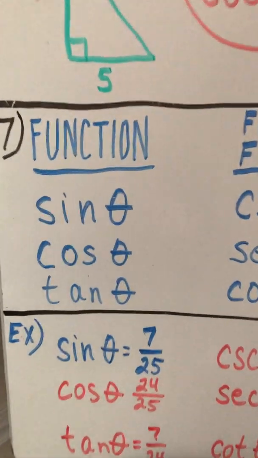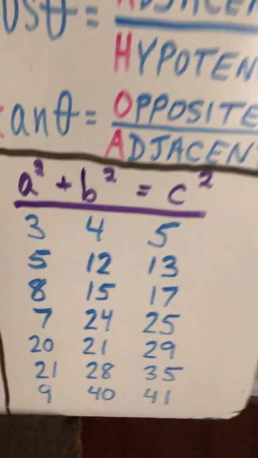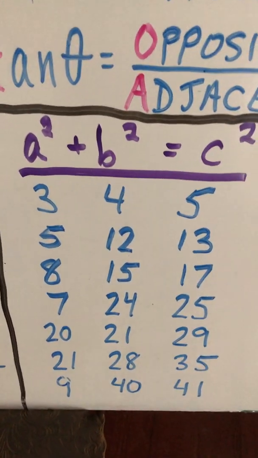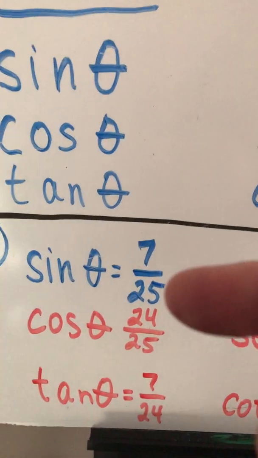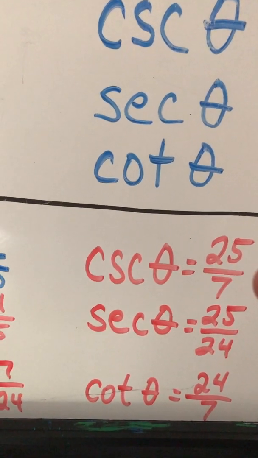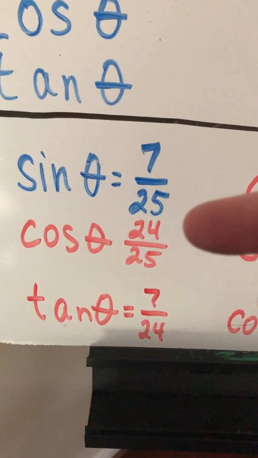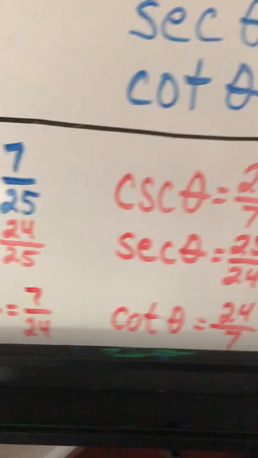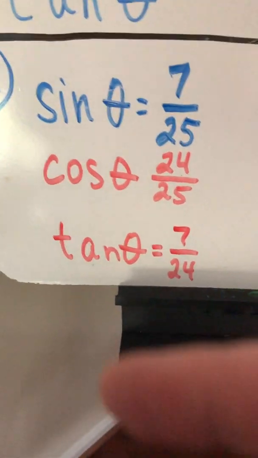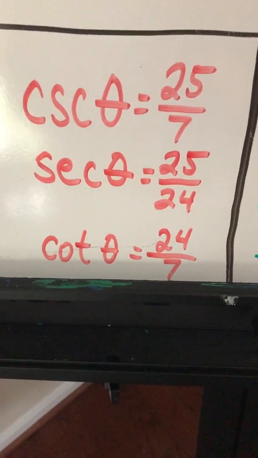What do I mean by this? If sine is 7 over 25, remember over here, 7 and 25, the third number is going to be 24. If sine is 7 over 25, cosecant is 25 over 7. If sine is 7 over 25, that means cosine has to be 24 over 25. That means secant is 25 over 24. If tan is 7 over 24, that means cotangent is 24 over 7.